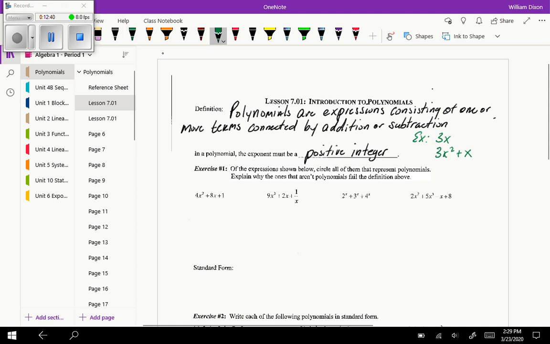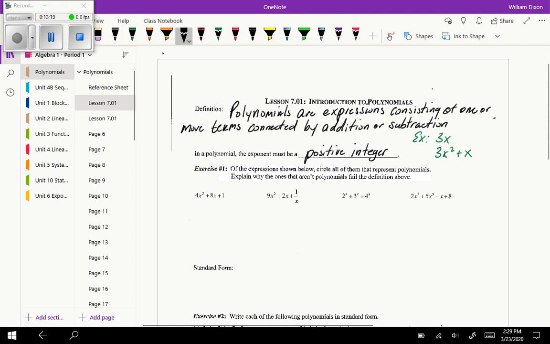All right, so let's look at exercise 1. It says, of the expressions shown below, circle all of them that represent polynomials. Explain why the ones that aren't polynomials fail the definition above. Okay, so I'm just going to write yes or no, so I'm going to change that up a little bit. I'm going to go yes or no, and then I'm going to circle what the problem is when it is not a polynomial. Actually, I'm going to do the first one, then you're going to do the rest, and then you're going to pause and check your answer. That's working together. That's what we do in the classroom, and I think we should do that now. So the first example is 4x squared plus 8x plus 1.